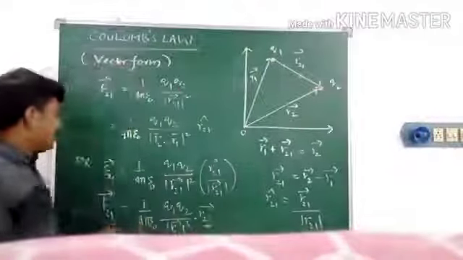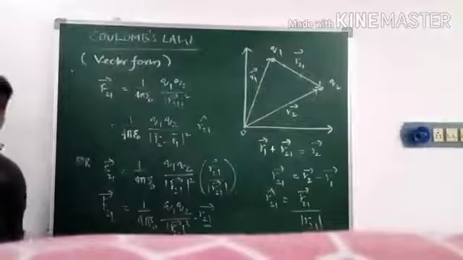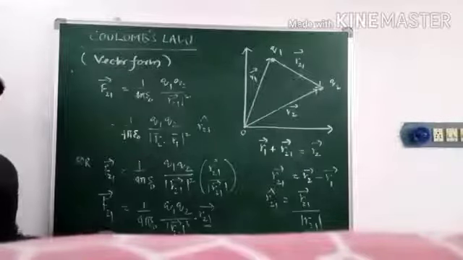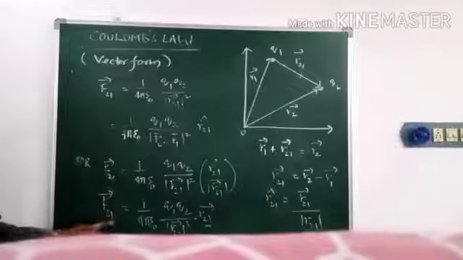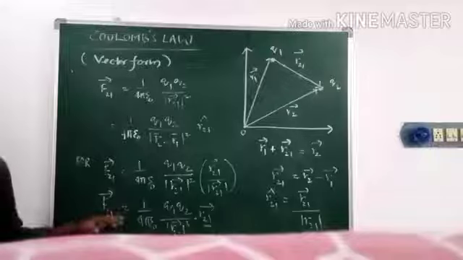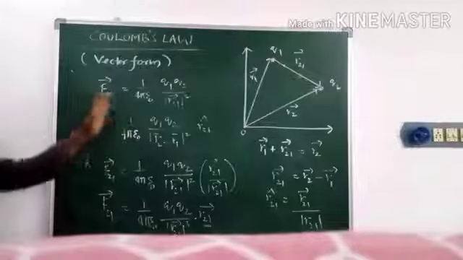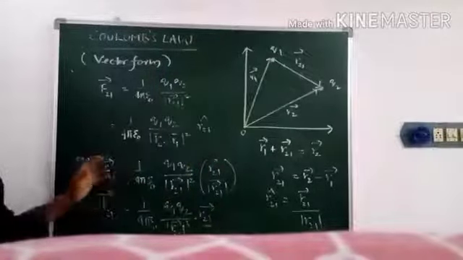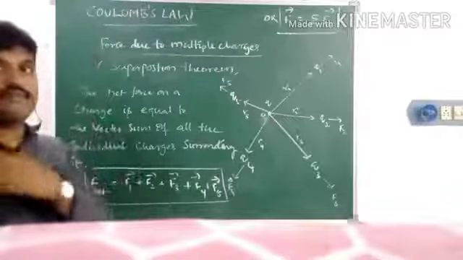Similarly, by the same process we can find the force on charged particle 1 with respect to 2 also. Both are going to be in opposite directions and equal in magnitude. So this is the vector form of Coulomb's law. Okay, note it down.